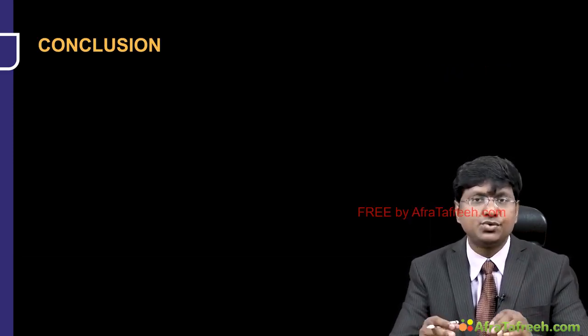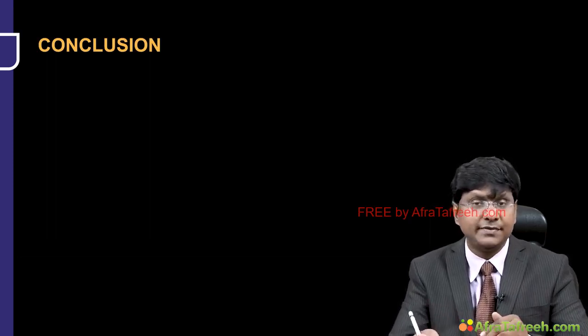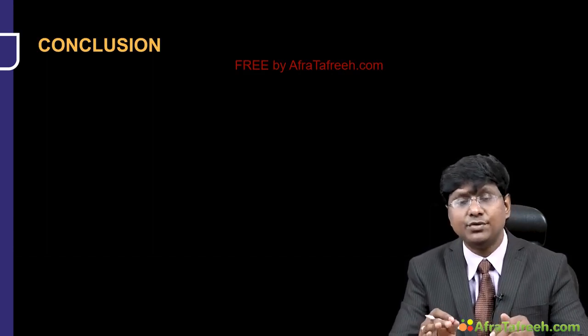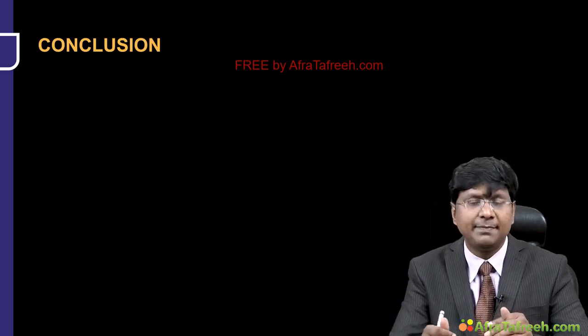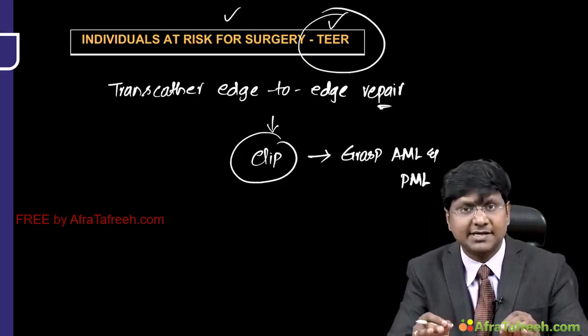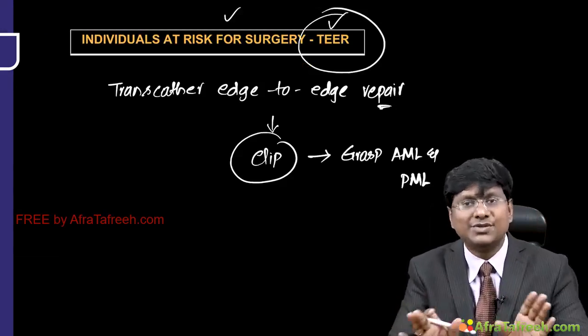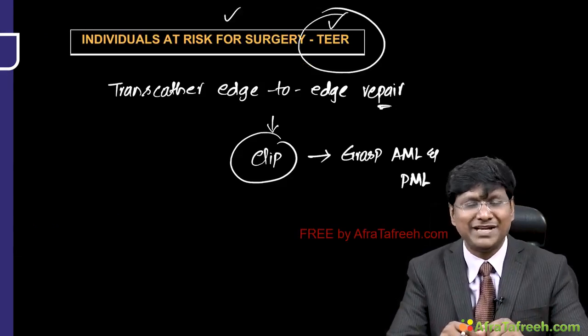And in those individuals who have severe MR with symptoms, or severe MR with left ventricular dysfunction, they are the candidates in whom you have to do mitral valve repair. And those candidates in whom you cannot do repair or replacement, in them you need to do a transcatheter procedure, that is transcatheter edge to edge repair. So this completes the discussion of the very important topic, mitral valve prolapse. Thank you very much.